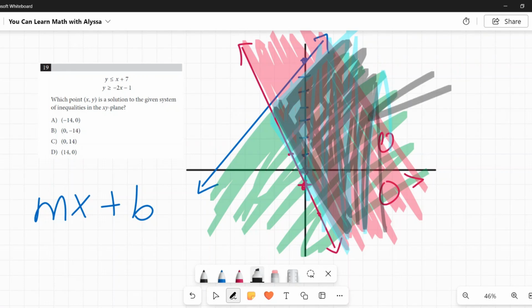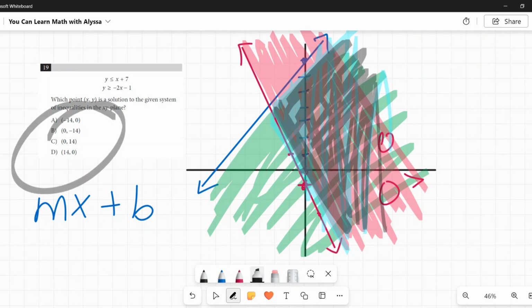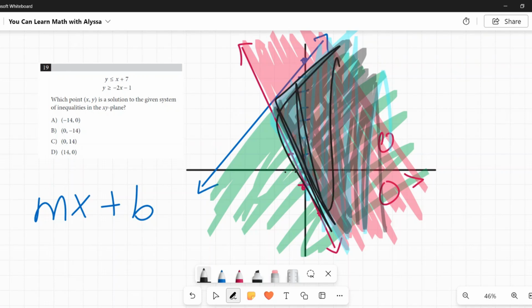But this is the knowledge right here, that it's the overlapping area, the double shaded, and that one of these points has to be in that area for it to be an answer, to be a solution. So let's look at each one of these points one by one. First, we have -14, 0. So -14 heading out this way, -14, no. As soon as I head past this like negative half, it's out of the black area here. It's out of this double shaded.